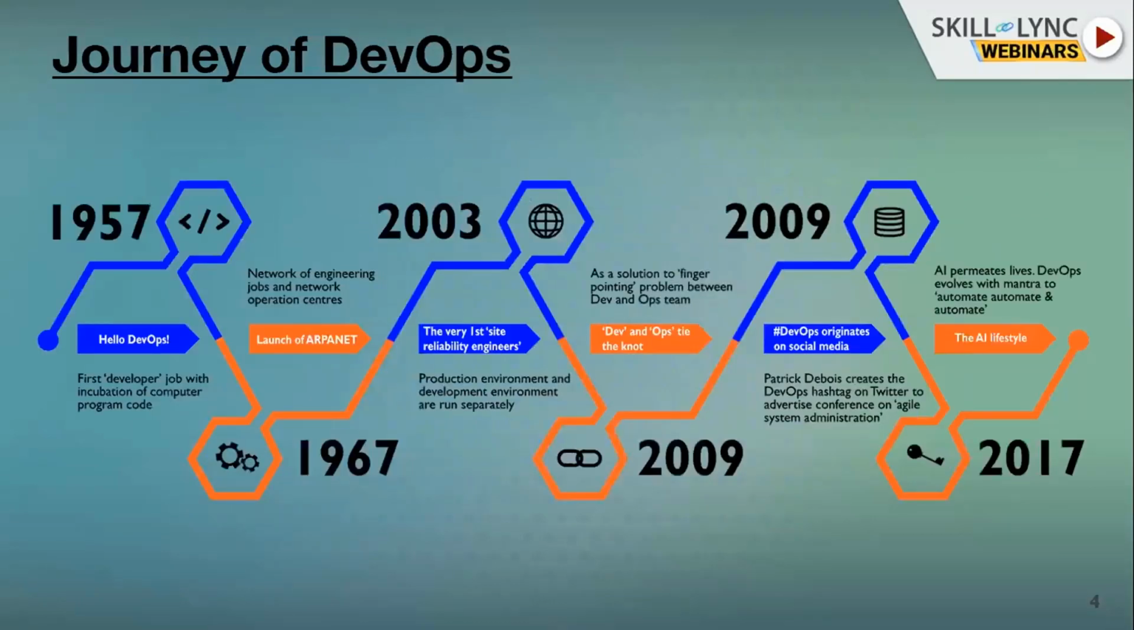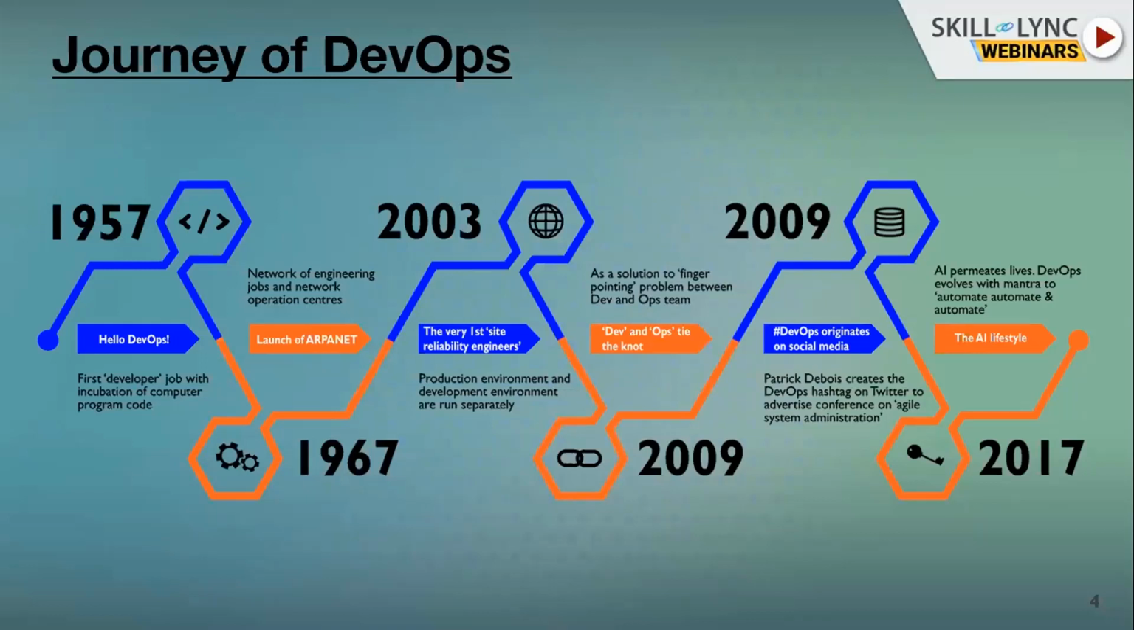So next is the journey of DevOps. The journey of DevOps basically started in 1957 when the first computer programmer wrote code using the Fortran language. That was the first time the Fortran language was used to write a computer program, when the first developer job was being created. And then in 1969, ARPANET launches the first network engineer jobs and network operation centers.